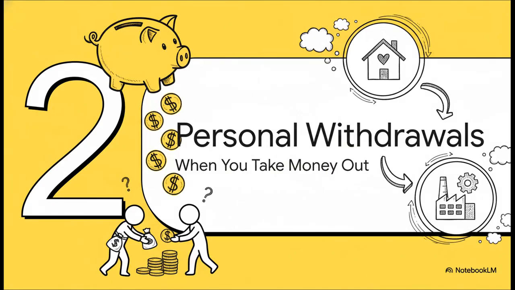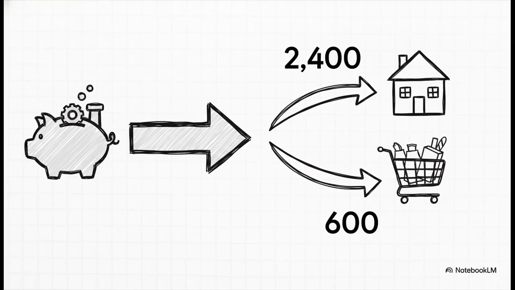Okay, so we've got that rule locked in. Now, what happens when you do need to pull some cash out of the business for yourself? How do we record that move while still respecting that all-important accounting entity concept? Let's just jump into a real-world example.